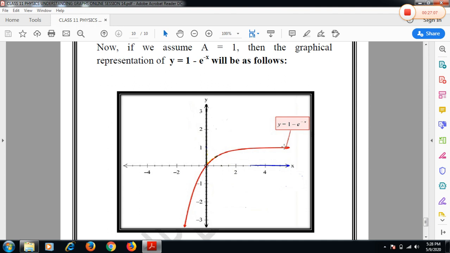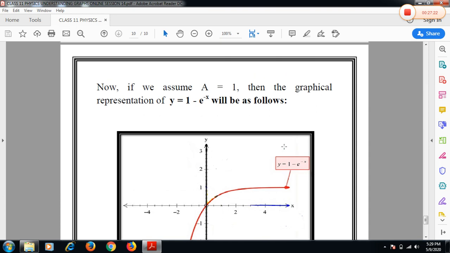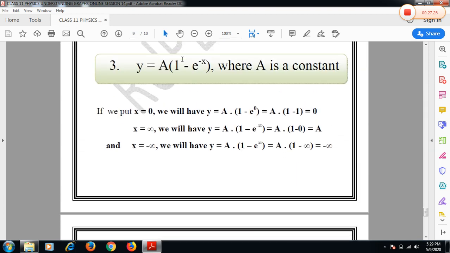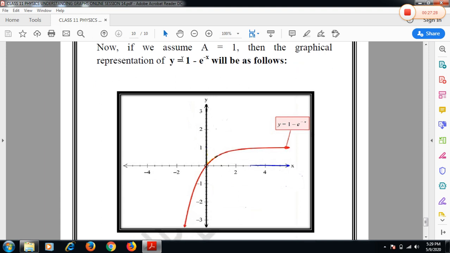Why is it known as a saturation type of graph? Because as we increase the value of x, the value of y will be saturated at a certain point. What is that point? That is the coefficient. Here it is a, and here a equals 1. So the graph gets saturated at the y equals 1 point.